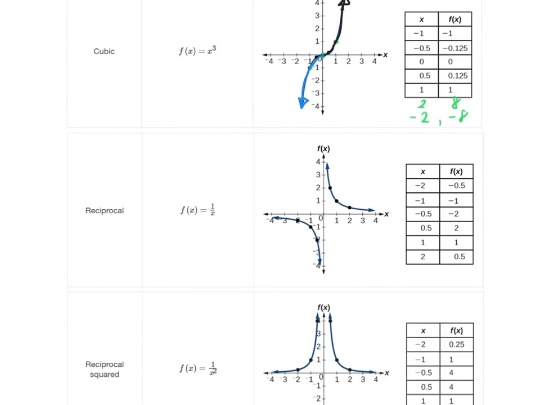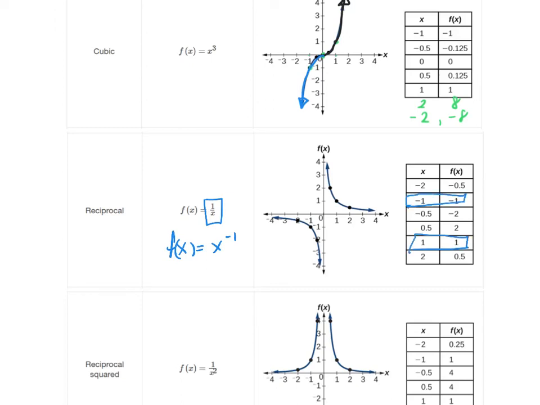And then the last one we looked at today in class was the reciprocal function. The reciprocal function is 1 over x. So another way we can write this is f of x is equal to x raised to the negative 1. Reciprocal function. Now notice that as I put in 1, 1 comes out. I put in negative 1, negative 1 comes out.